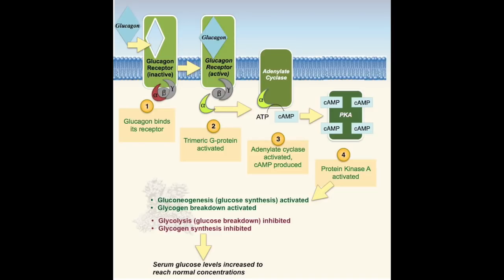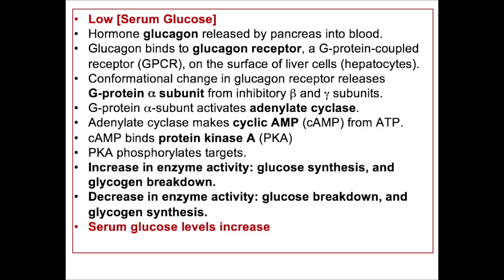So, the response to glucagon is a decrease in glucose breakdown, a decrease in glycogen synthesis, and an increase in glucose production from non-carbohydrate sources, and also an increase in glycogen breakdown. And so in this way, the hormone signal that started with glucagon results in the elevation of serum glucose levels. And this is an important pathway to understand.